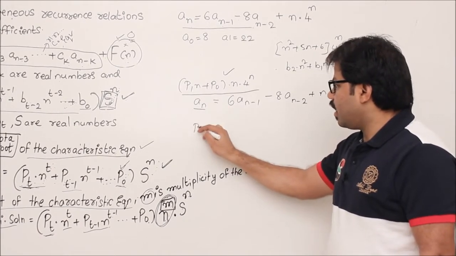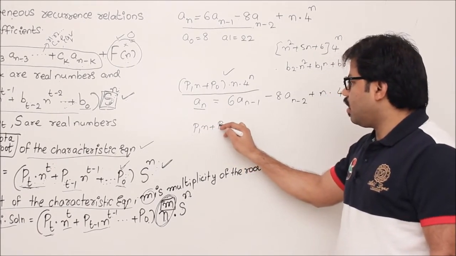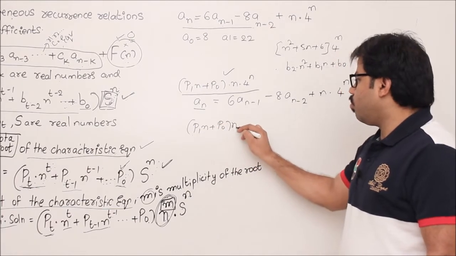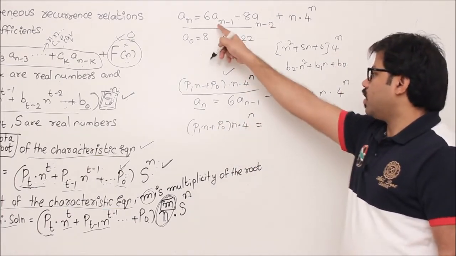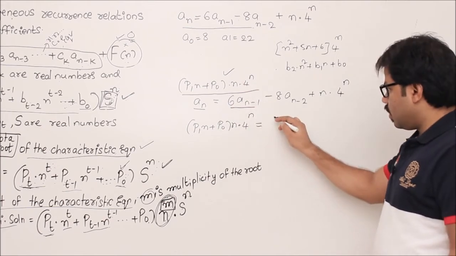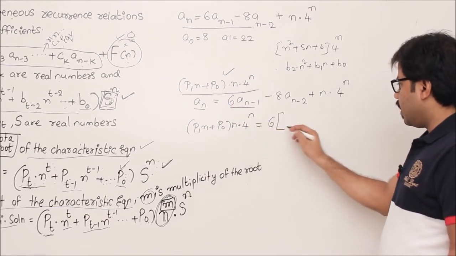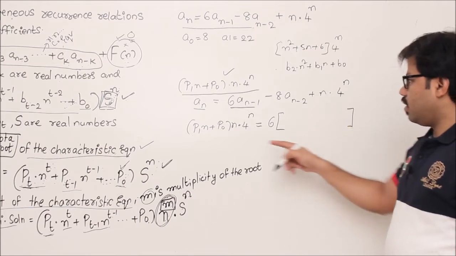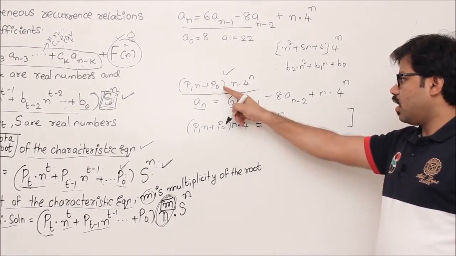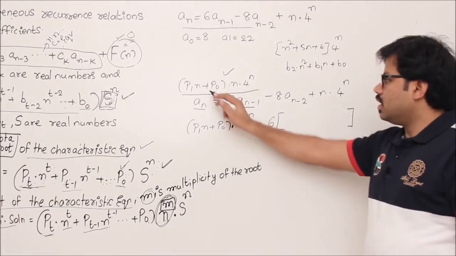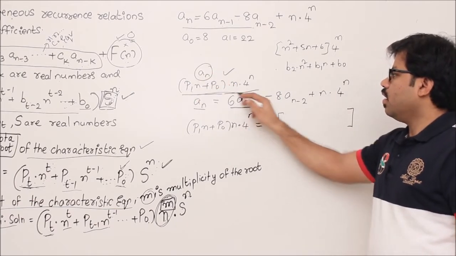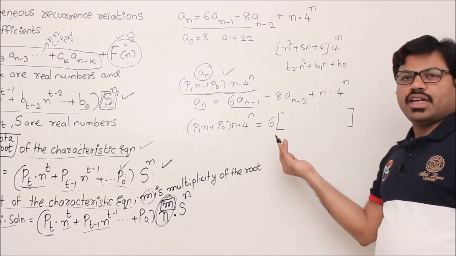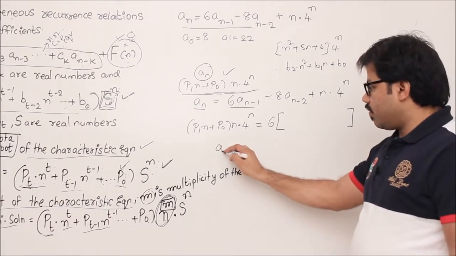In the place of an, I write (p1 n + p0) into n into 4 power n, which is equal to 6 into an minus 1. In the place of an minus 1, write the particular solution of the n minus 1 term. This is the particular solution for an, correct? What is the particular solution for an minus 1? Tell me. I write here first.